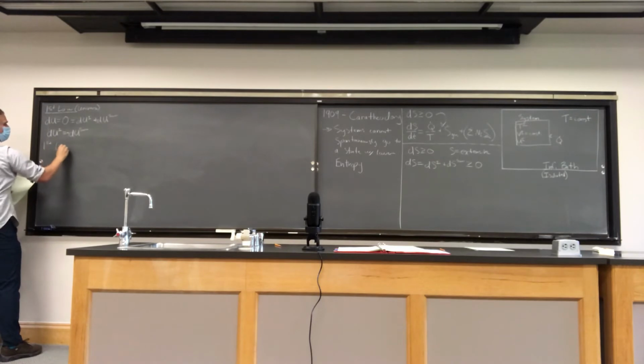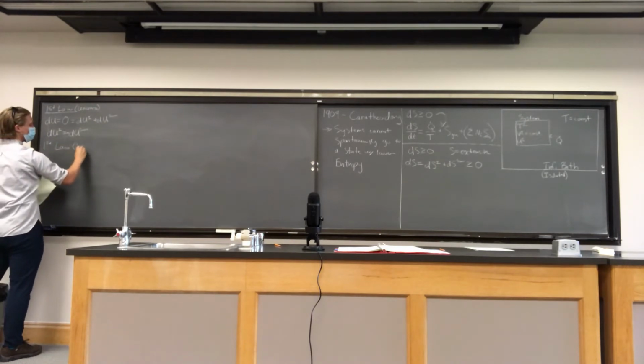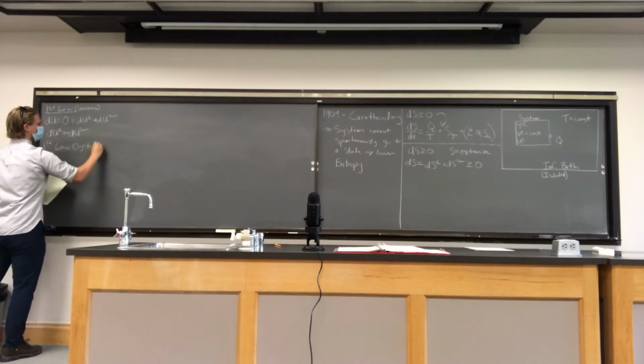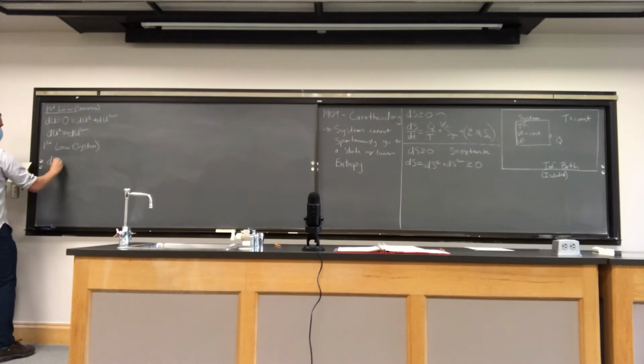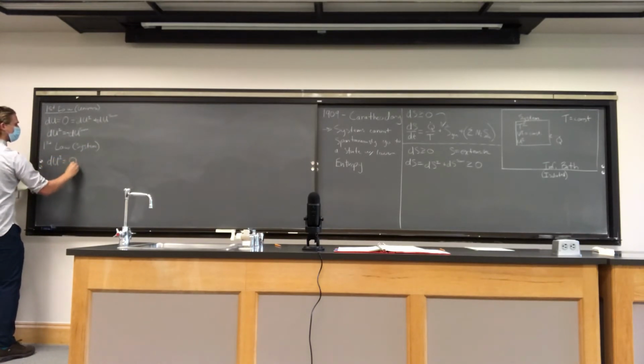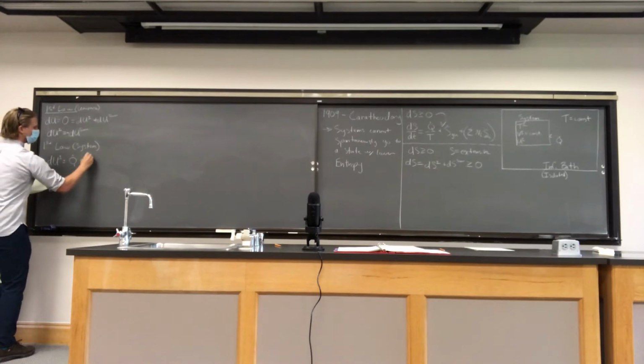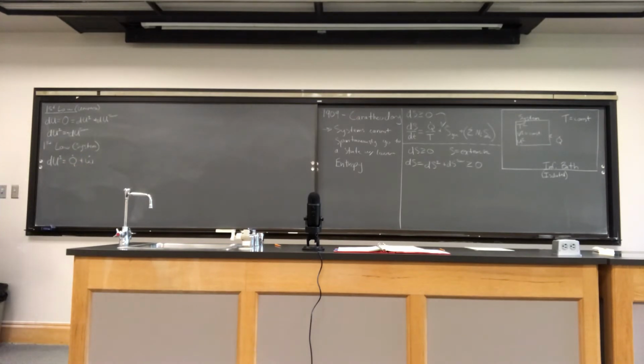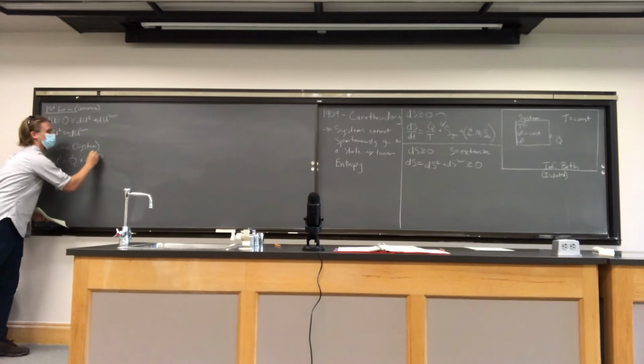If we do the first law on the system, the change in internal energy of the system is equal to the heat going into the system plus the work going into or out of the system, which we are calling 0.